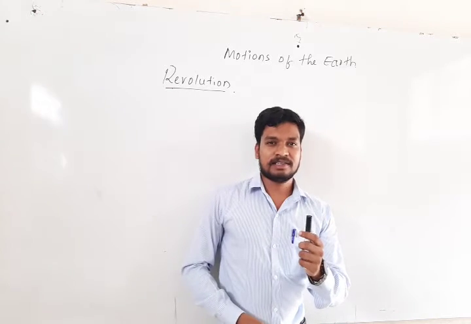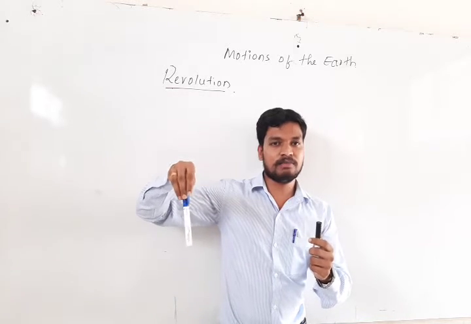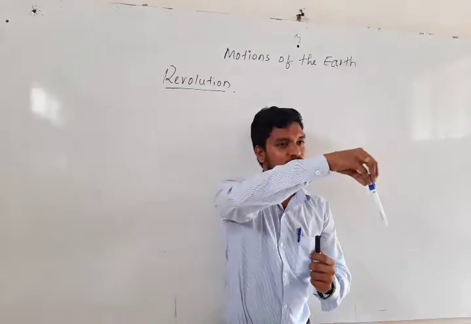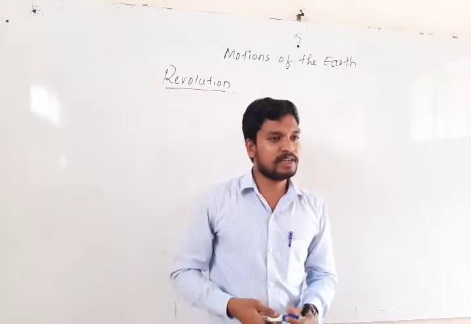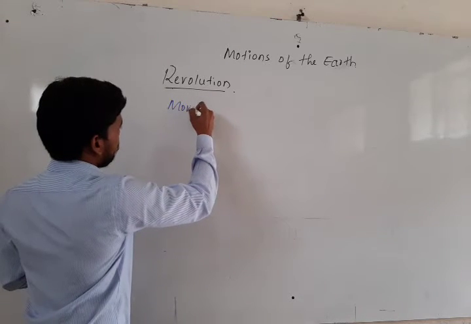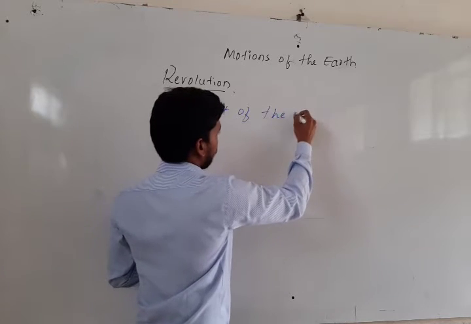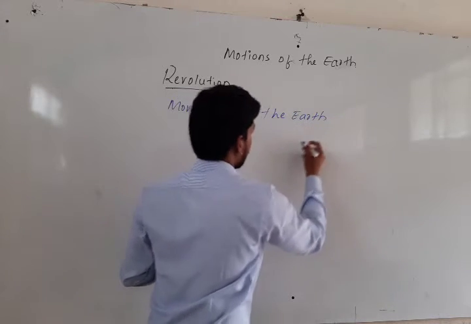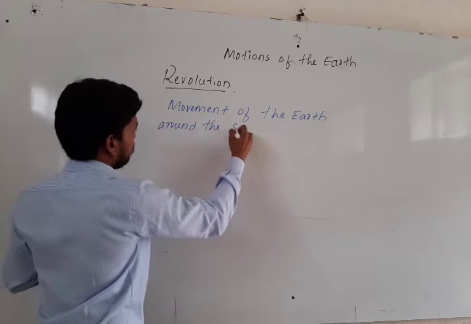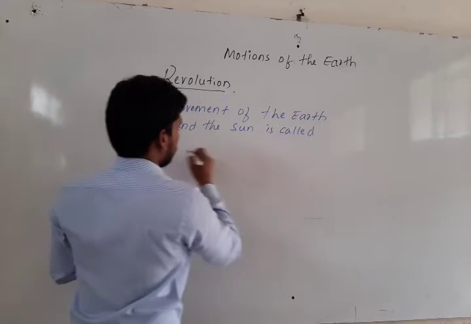Suppose there is a sun and earth, and the earth is moving around it. When it moves itself, it's called rotation. Along with that, when it moves around the sun, it's called revolution. The movement of earth around the sun is called revolution.